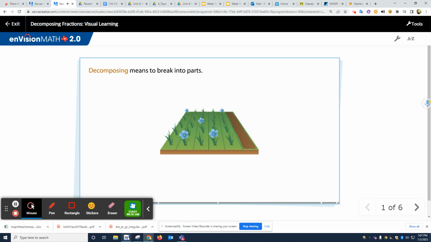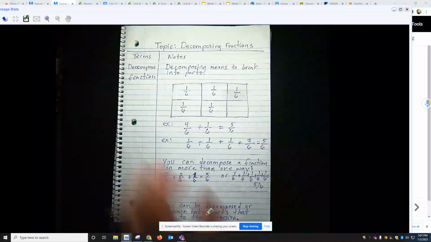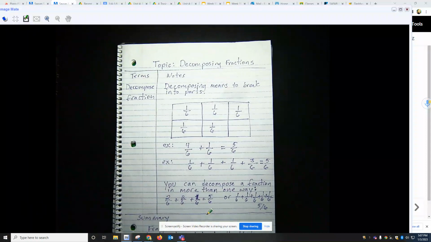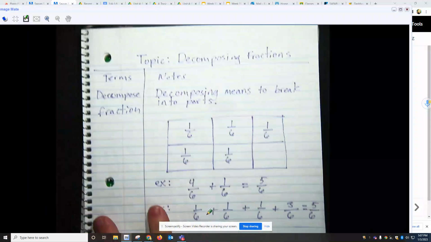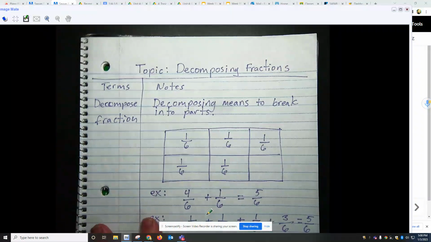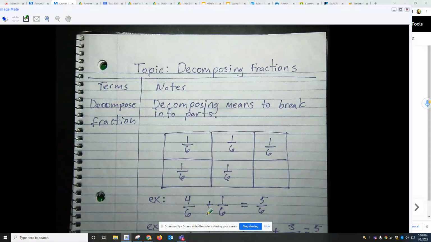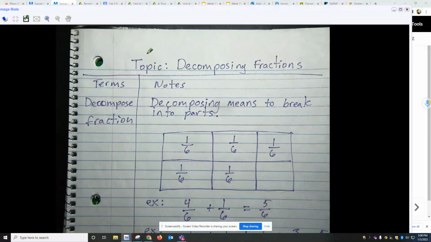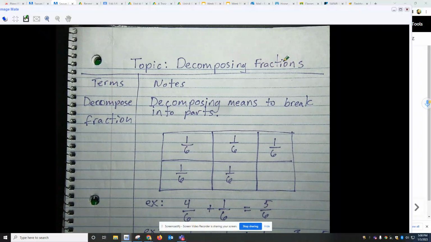Okay, so I did write that into my notebook. That's all decomposing means. It's a fancy word for breaking a fraction into parts. So I would go ahead and write that down. Notice I set my notebook up. The topic is decomposing fractions. I have terms and notes. And the first note I wrote was decomposing means to break into parts.